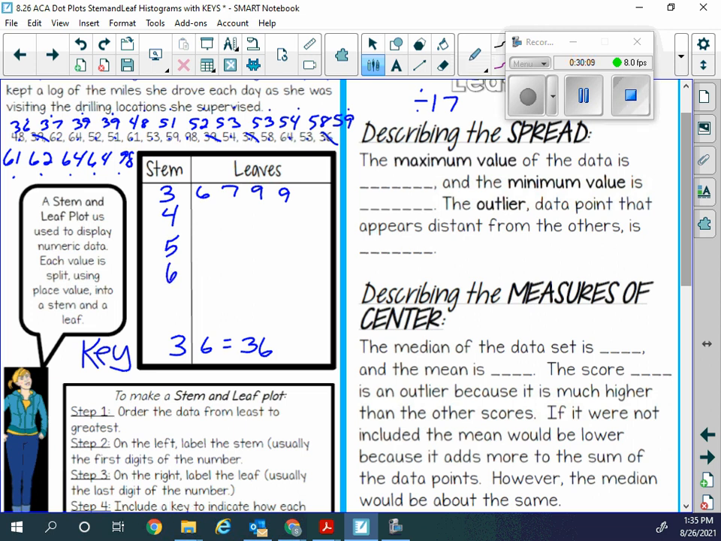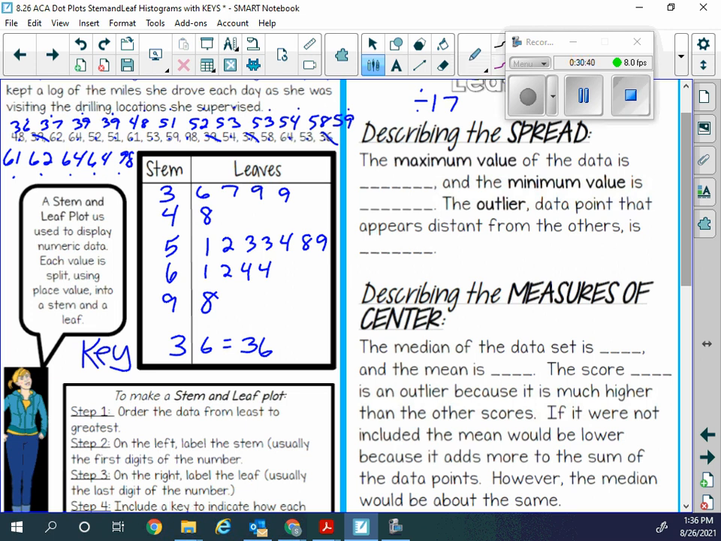Do I have any 70s? Or 80s? But I do have a 90, so I'm going to skip all the way down here, okay? Go ahead and finish filling it in. It's 90. Okay, you can put a 7 and an 8 for the 70s and 80s and just leave it blank, or you could just skip it. Okay?